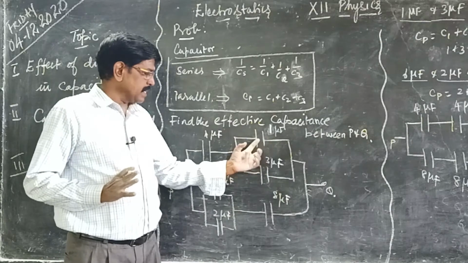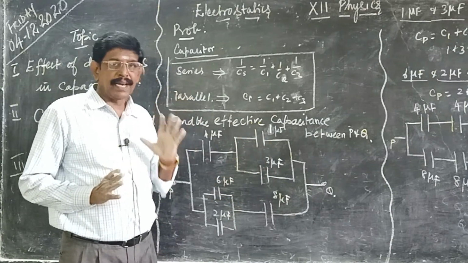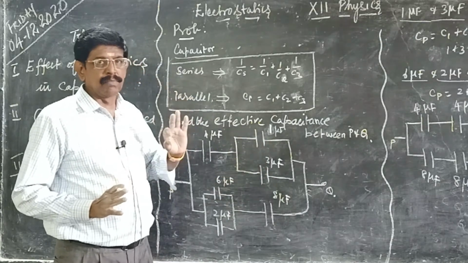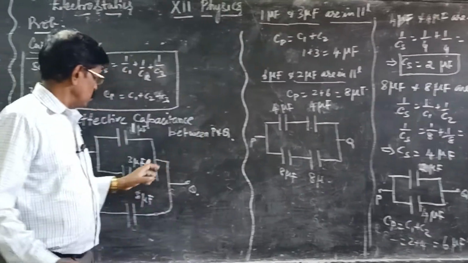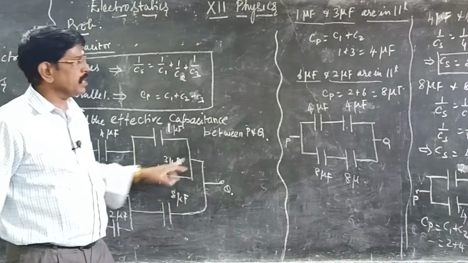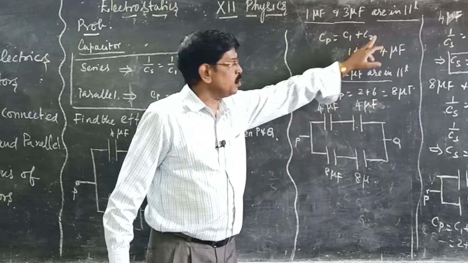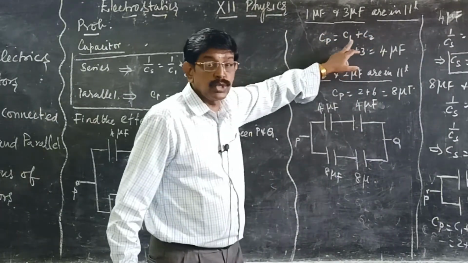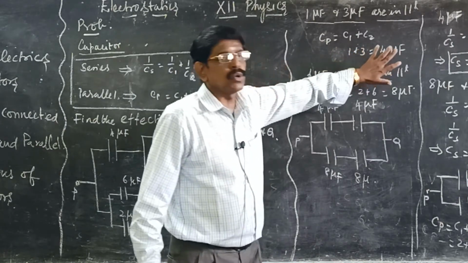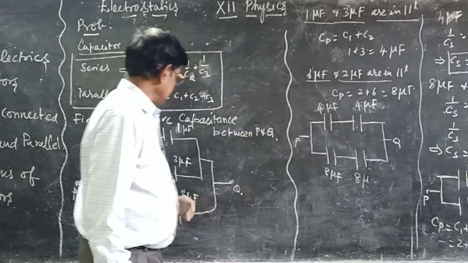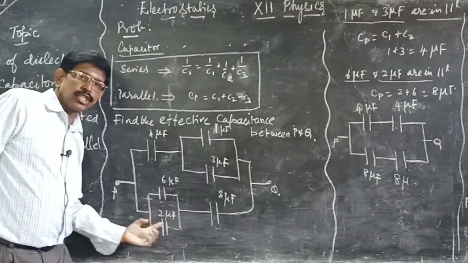In the closed circuit, two capacitances are in parallel. So apply the parallel combination. That is what I have written here. 1 microfarad and 3 microfarad are in parallel. What is the formula? Cp equal to C1 plus C2, direct addition. So 1 plus 3 equal to 4 microfarad. Then, here is another closed circuit.